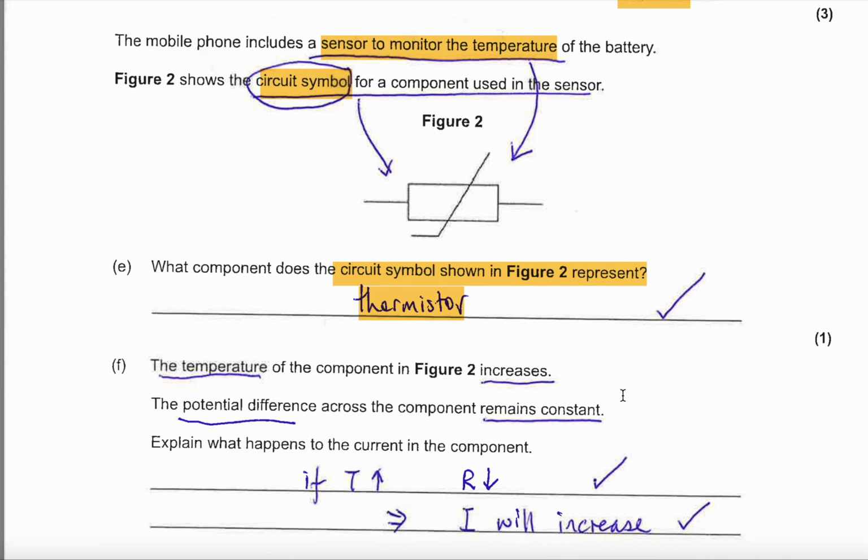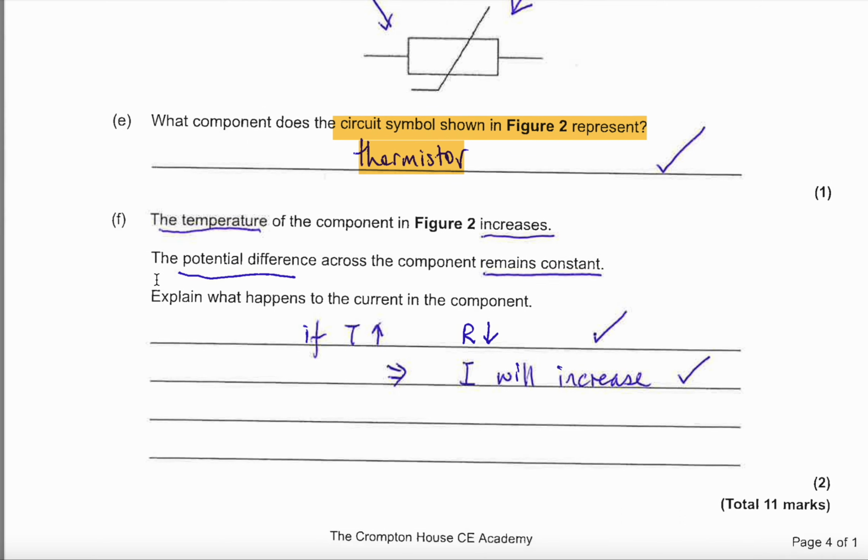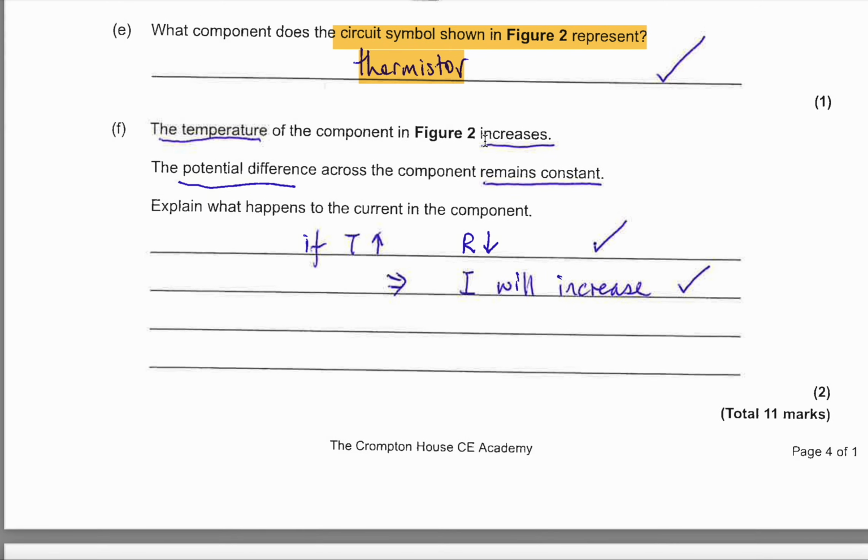Okay, so you need to know that term. This looks a bit like a spatula. You just need to know your symbols. It then says, for part F, the temperature of this component, the thermistor, increases. They want to know that you understand what happens when the thermistor temperature increases. It says the potential difference remains constant, so voltage doesn't change. That's a controlled variable, if you like, if it was an experiment.